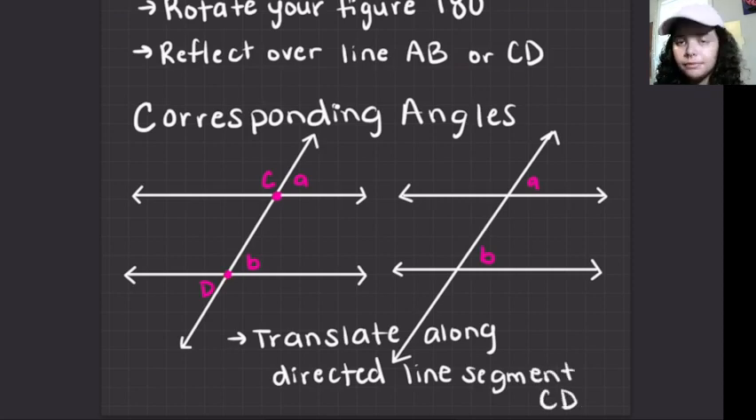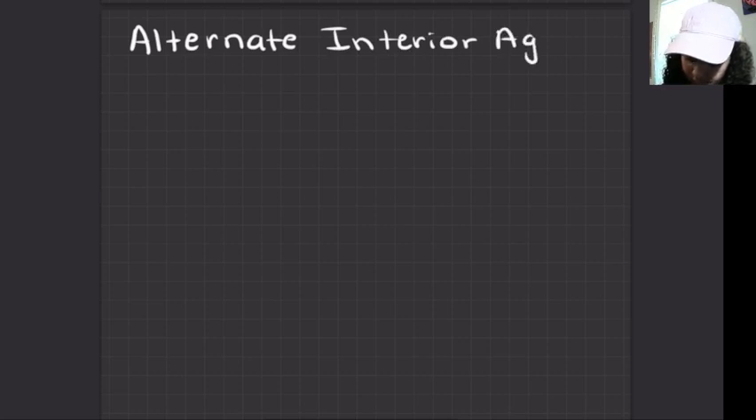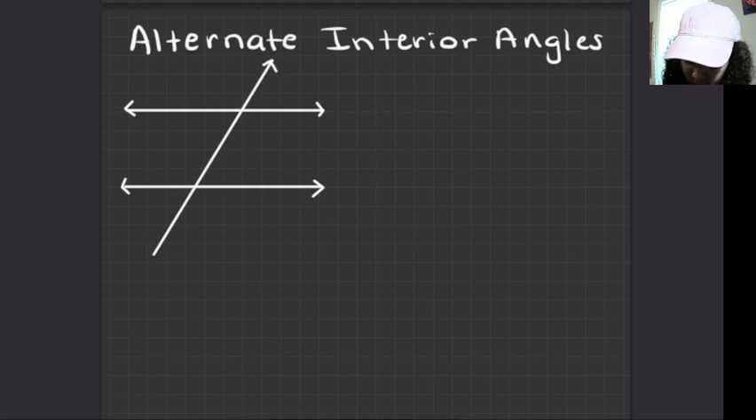All right, and then the last one we're going to look at is alternate interior angles. Again, those are also congruent. And let's draw the picture again. I think I'm just going to copy it for this one so that I'm not drawing it like 45 times. Here we go. Arrows, arrows, and arrow. Okay.